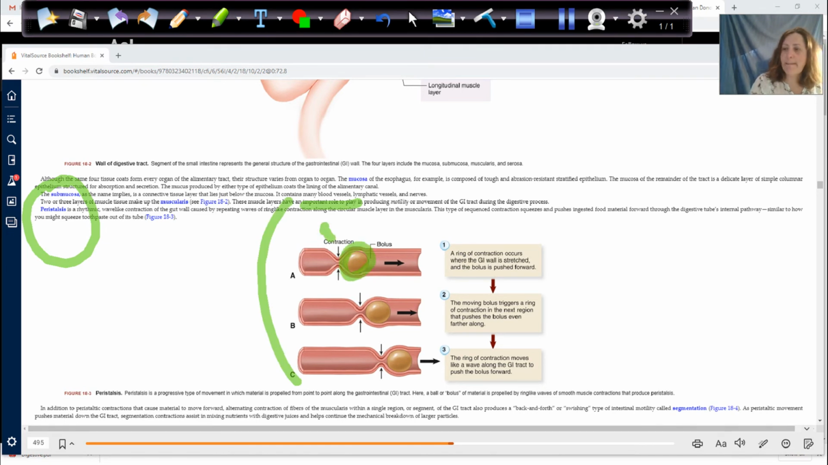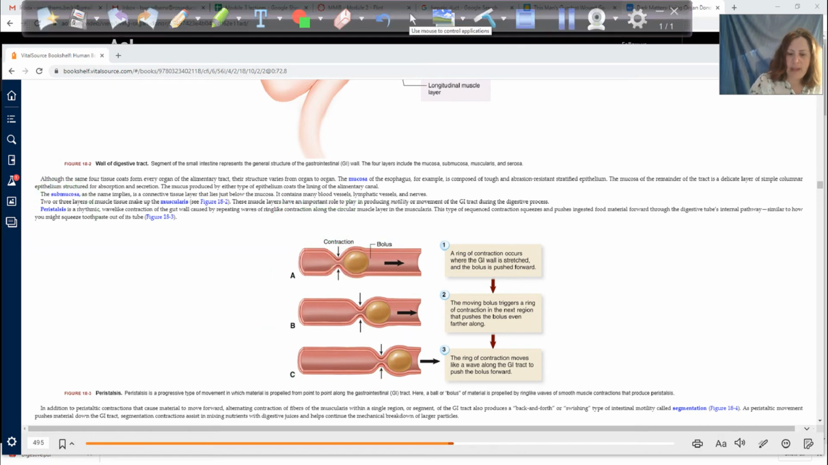This is called a bolus. Bolus is the ball of food you swallow. So you've chewed it up and you're ready to swallow whatever your bite was. It's not really a ball because it's all these individual particles, but that's what a bolus is. It's that clump that you swallow. So we have the contraction and it moves the bolus along, and then it contracts again, moves it, contracts again, and moves it.